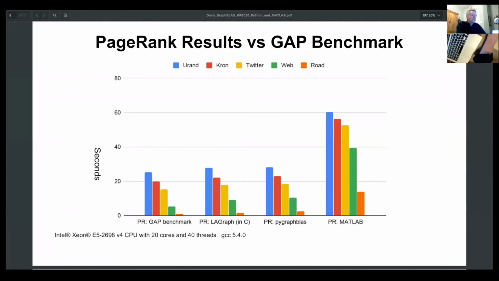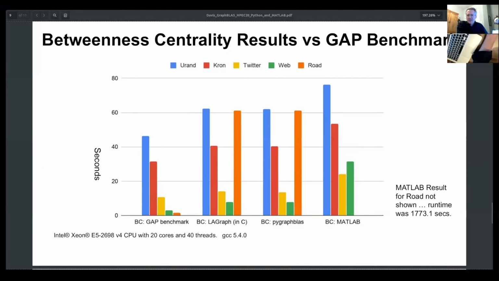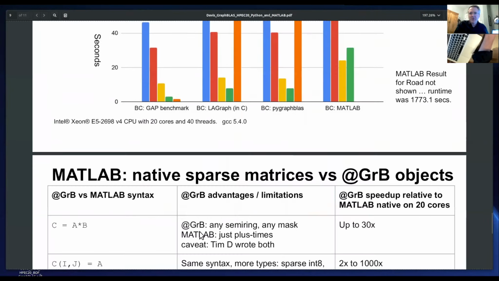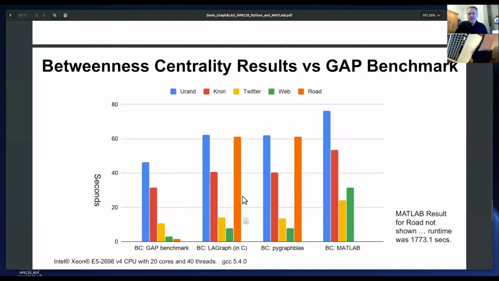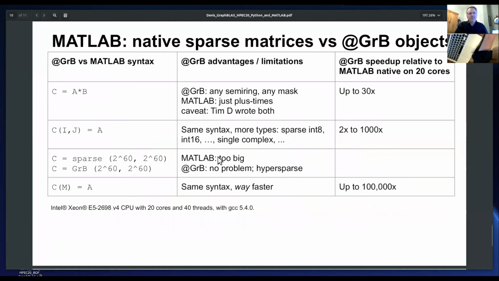Betweenness centrality is similar in performance, except for the road graph. Here, our C version in LAGraph is not quite as fast as the GAP benchmark. Here, the high diameter is troublesome for the road graph. You can see here. However, the key takeaway from this is the Python performance is almost as fast as our C performance in LAGraph. MATLAB is only slightly slower, again, because of the extra copying that has to go on.